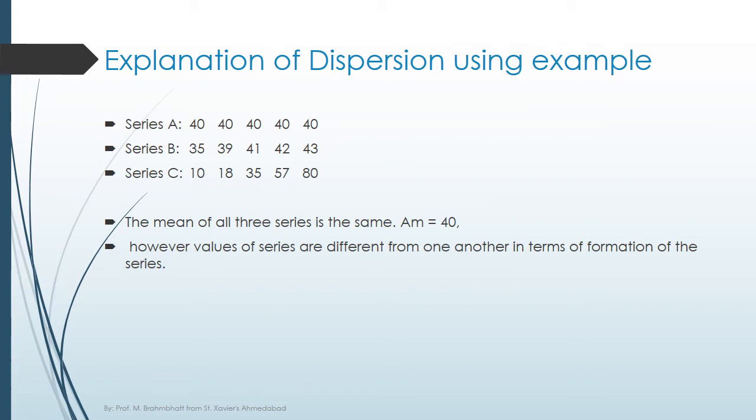Let us understand the idea of dispersion with the help of an example. On your screen you can see three different series. Series A contains the same number 45 times. Series B contains the values 35, 39, 41, 42 and 43. And series C contains 10, 18, 35, 57 and 80.